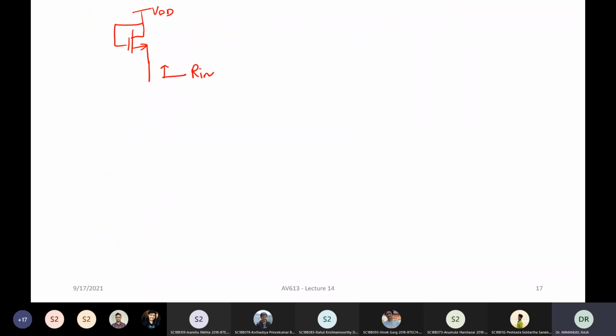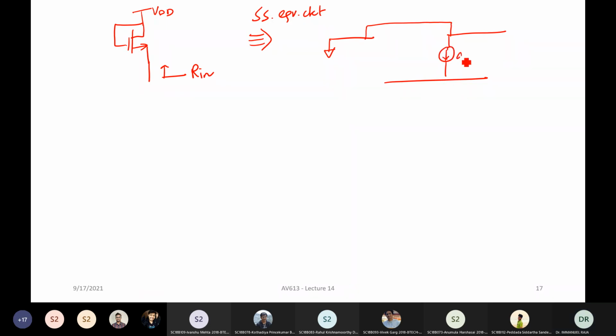I am interested in finding out what is my Rin. Now again, let us look at the small signal equivalent circuit. How can we draw the small signal equivalent circuit? This is our gate, this is our source, this is our drain. Our gate is grounded, because it is VDD, AC ground. Now our gate and our drain are connected, all are grounded, and we have gm VGS and we have r0.